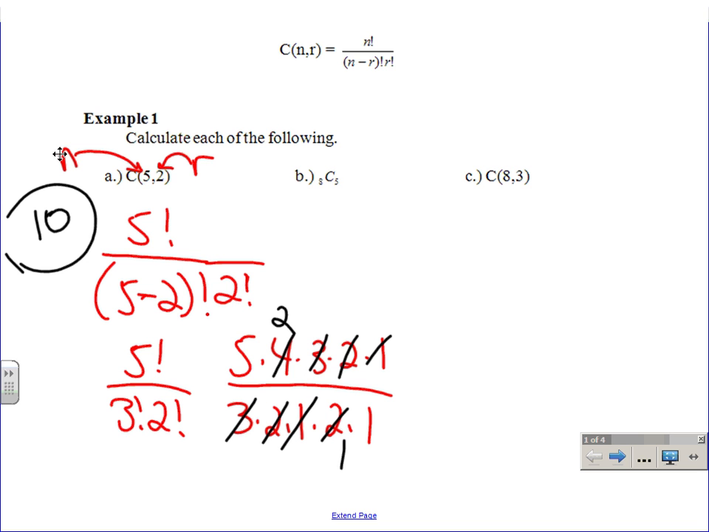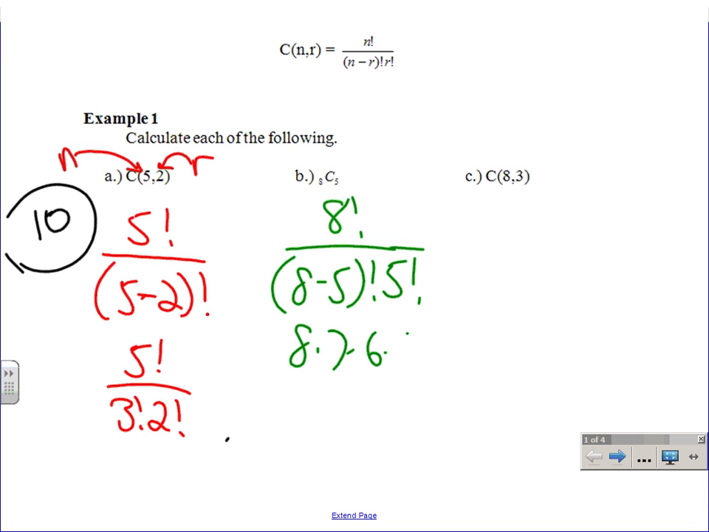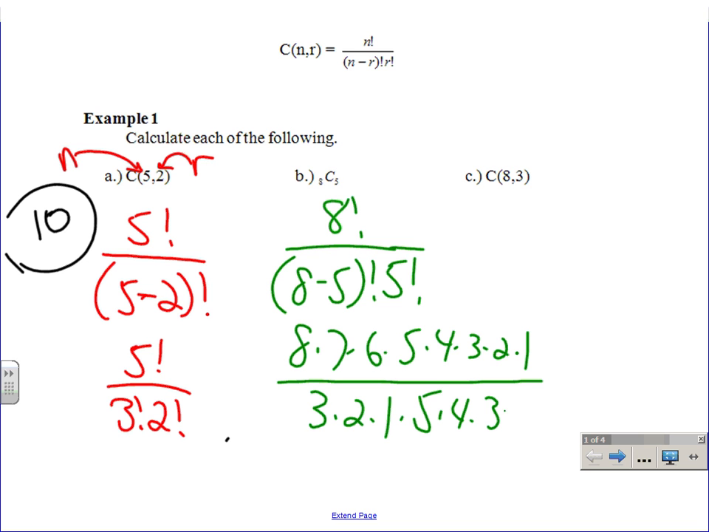And then once we do this one by hand, I'll show you how to do it on the calculator, and then I'll see if you can do the last one on your calculator. So it's 8 factorial over 8 minus 5 factorial and 5 factorial, correct? So in other words, 8 times 7 times 6 times 5 times 4 times 3 times 2 times 1 over 8 minus 5 is 3, so that's 3 times 2 times 1 times 5 times 4 times 3 times 2 times 1. I'm hoping you don't have to write it out every time, right? Hopefully you're starting to get used to how this cancels.